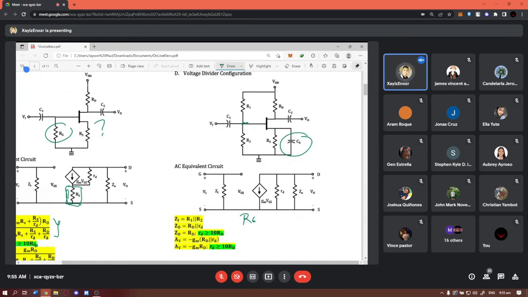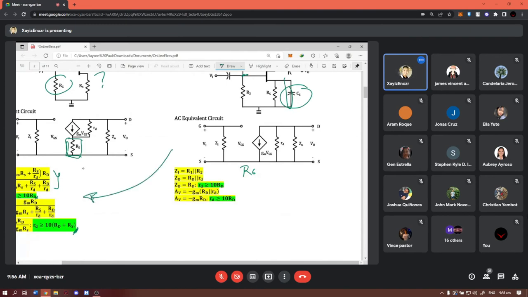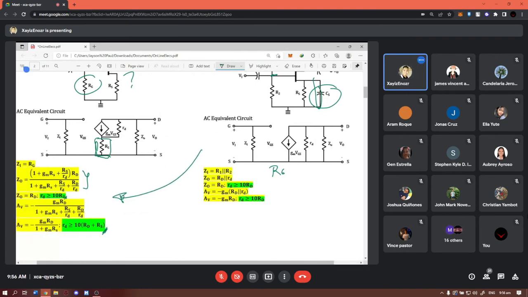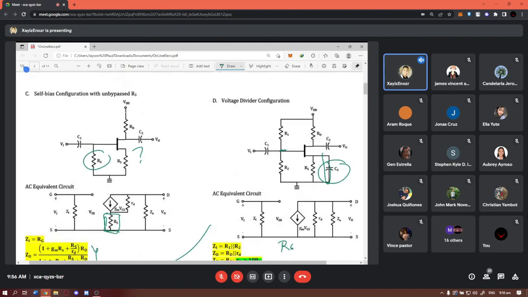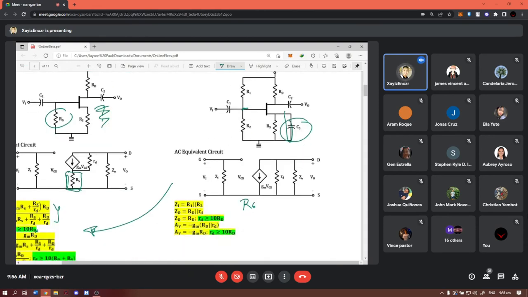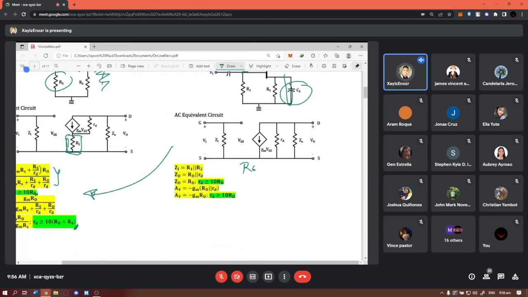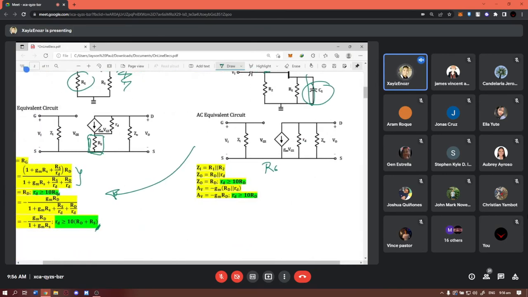Pag unbypass siya, ito yung formula natin. Mapupunta siya dito, so ito yung magagamit natin, kasi ito yung formula pag may unbypass RS, yung walang bypass capacitor. Then, kapag may bypass, ito siya, yung maikling formula. Pag walang capacitor dito, ito yung gagamitin natin formulas.